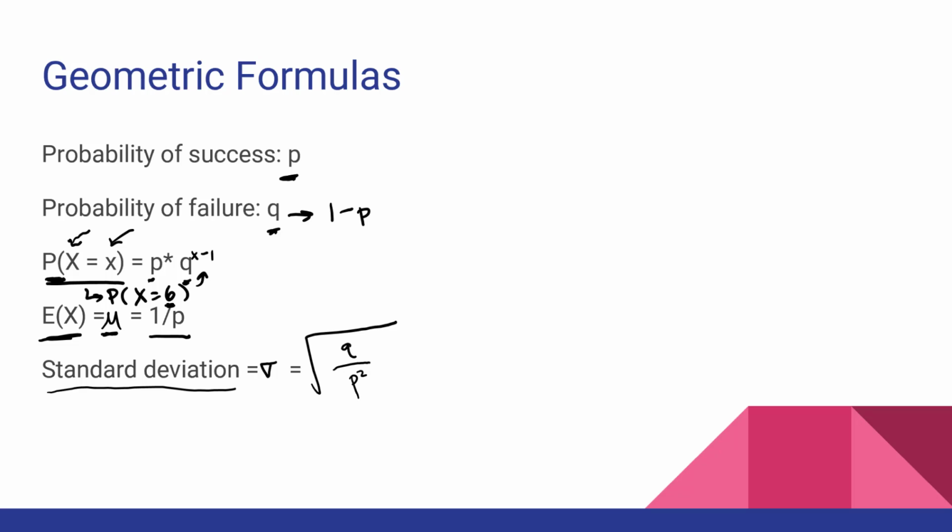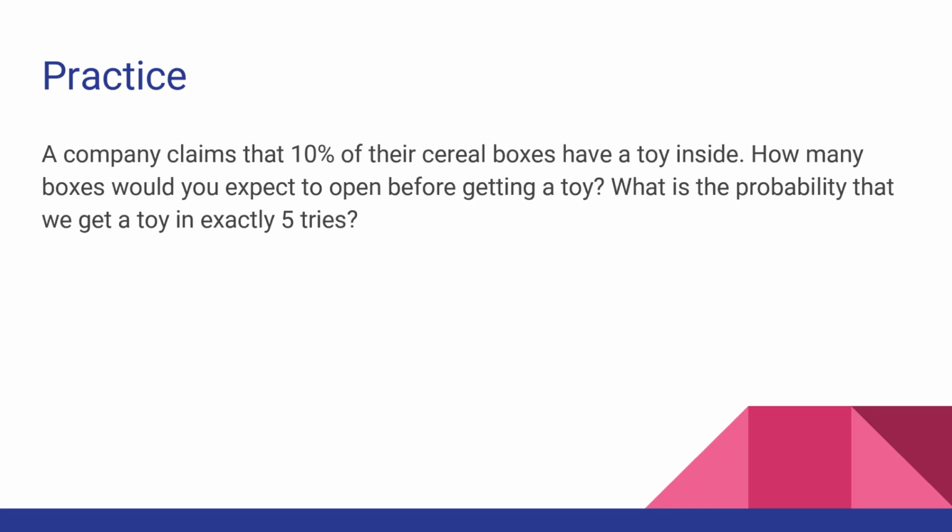That can be notated with a sigma, and it is equal to the square root of q, our probability of failure, over our probability of success squared. Putting that into practice, we have a problem here. A company claims that 10% of their cereal boxes have a toy inside. How many boxes would you expect to open before getting a toy? And what is the probability that we get a toy in exactly 5 tries?